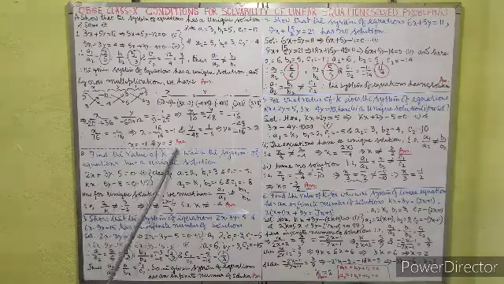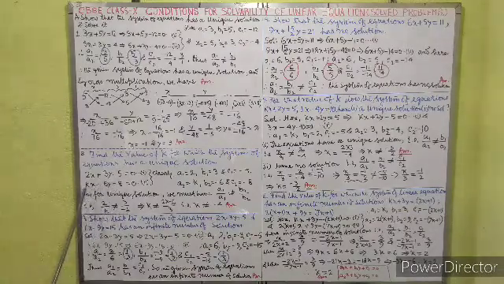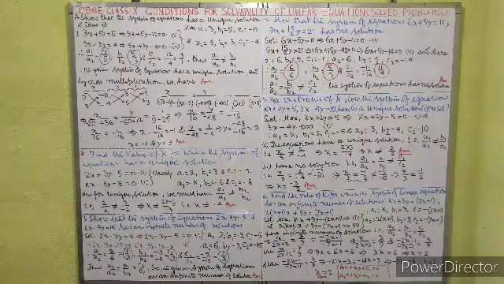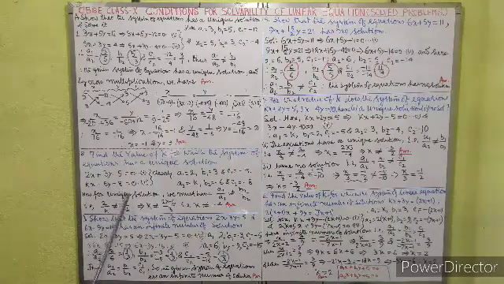Question number 2, this is answer. Question number 2, find the value of k for which the system of equations has a unique solution. Here the two equations are 2x plus 3y minus 5 equal to 0 and kx minus 6y minus 8 equal to 0, given in the usual form that we need. Here a1 equal to 2, b1 equal to 3, c1 equal to minus 5, a2 equal to k, b2 equal to minus 6, c2 equal to minus 8.